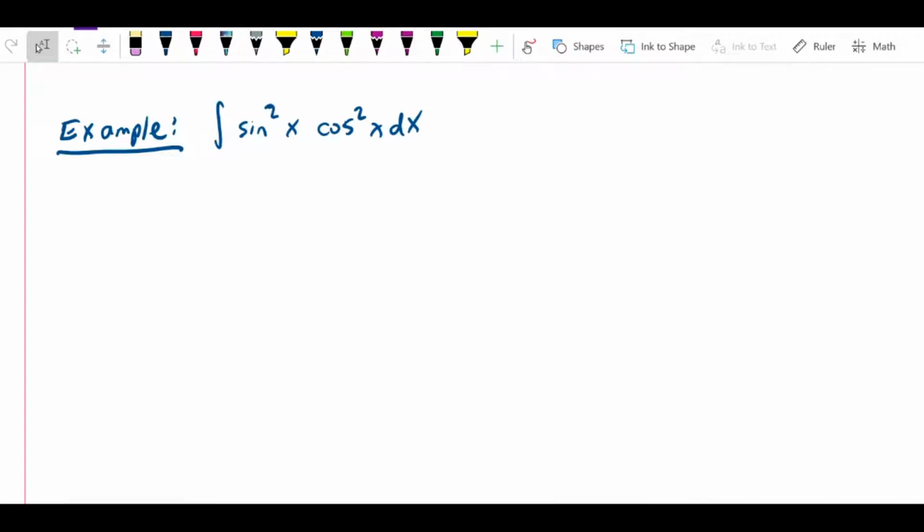Okay, so for our next example, we have the integral of sine squared x cosine squared x dx. Now, if you notice, the technique that we used in the previous examples assumed that we had at least one odd power of sine or cosine. Here we have none, so we're going to have to employ a different technique for this. This is another one of those facts that I mentioned earlier on, you just kind of need to know.